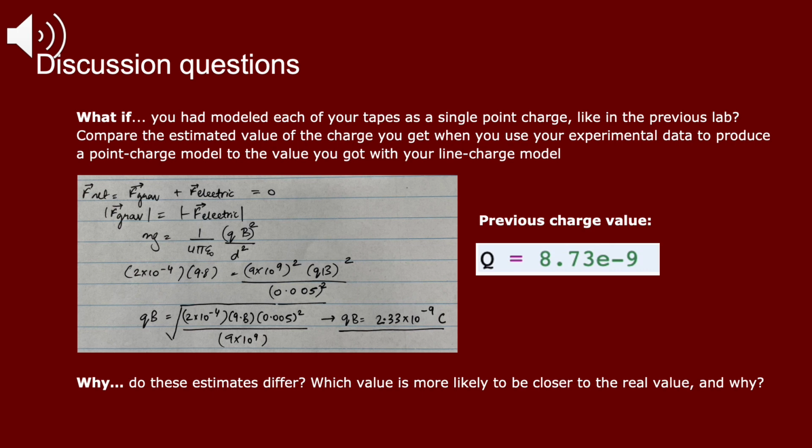And as we can see from our previous calculations, we got the value for Q to be 8.73 into 10 raised to minus 9. So obviously considering the whole charge tape as a point leads to a massive discrepancy. So why do these estimates differ? The point charge basically assumes that all of the charge of the tape is concentrated at its very center, whereas the line method is much more accurate as the charge is evenly distributed across the tape.